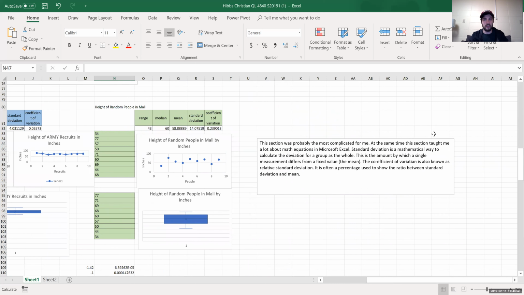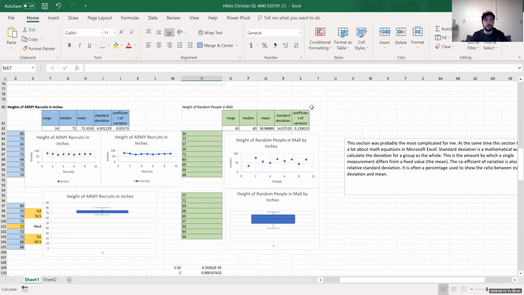The coefficient of variation is separate. It is also known as relative standard deviation. It is often a percentage used to show the ratio between standard deviation and mean. This means it's a measurement tool between standard deviation and the mean number, so it's used for those two.